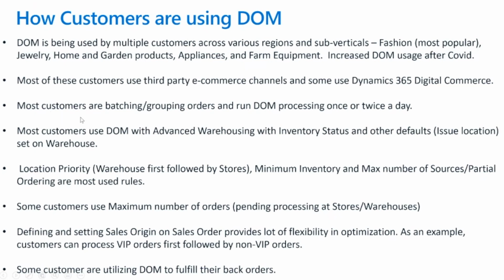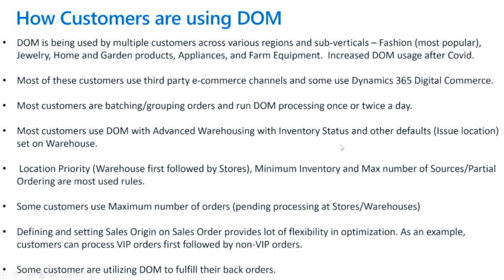Okay. Most customers are batching and grouping orders and run DOM twice a day. That's one of the recommendations also, that you don't run DOM every 10 or 15 minutes. You can run it 2 or 3 times a day, but check with the business what their needs are, and you can run accordingly. And most of the customers are using DOM with advanced warehousing with inventory status as a default value. The default is being available. Okay. And we also recommend that you specify a default issue location on the warehouses.